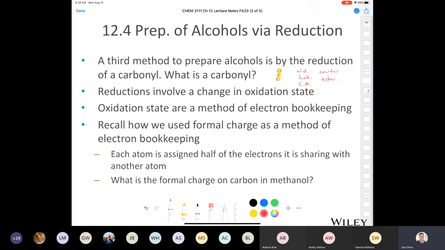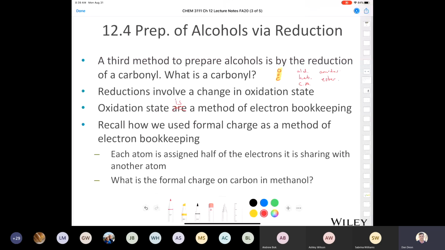So reductions involve a change in oxidation state. Oh, and if you're like, this sounds like general chemistry to me, oxidation state is a method of electron bookkeeping. Recall how we used formal charge as a method of electron bookkeeping.